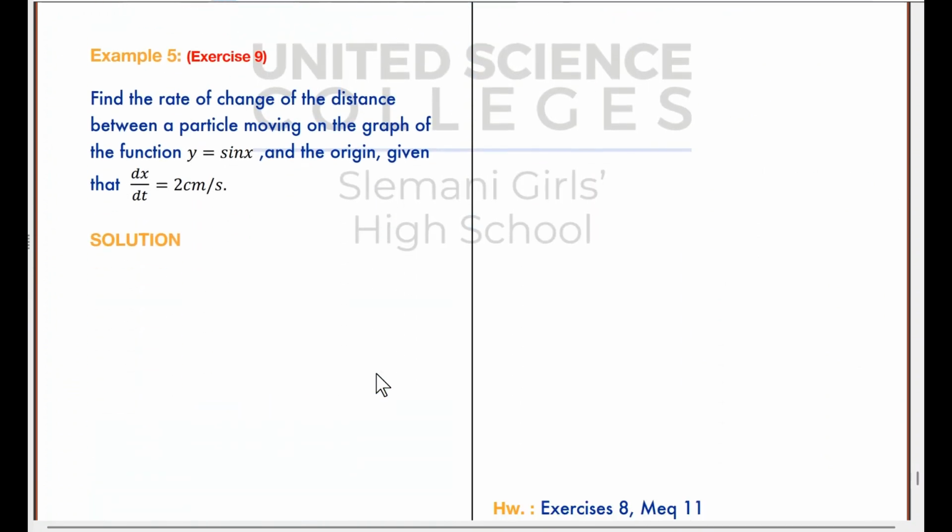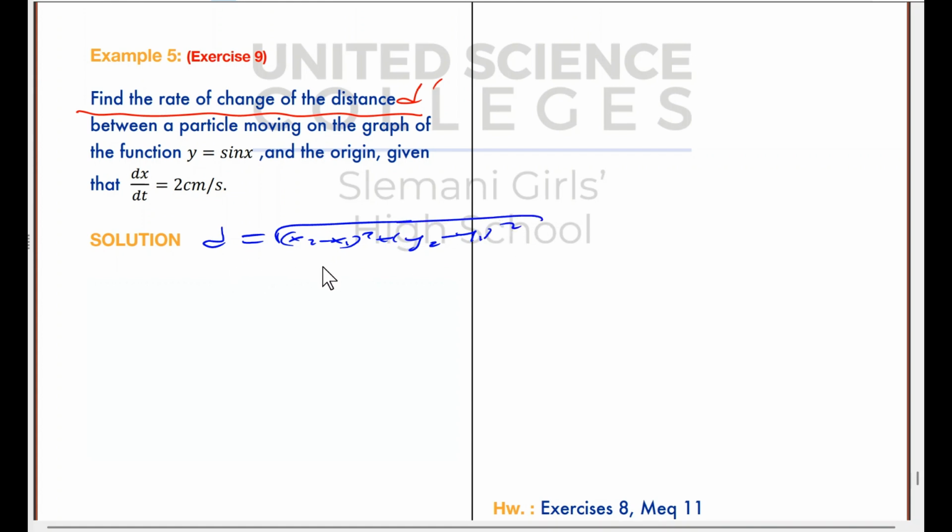Another type of question, an exercise question, and these kinds of questions also came in exams. Find the rate of change of the distance. Okay, we are looking for d prime. What is d? Let's remember the formula of d. d is the square root of x2 minus x1 squared plus y2 minus y1 squared, right? So we substitute the given points inside. So what are the given points? The distance between a particle moving on the graph of the function y equals sine x and the origin. So the origin point is 0, 0.